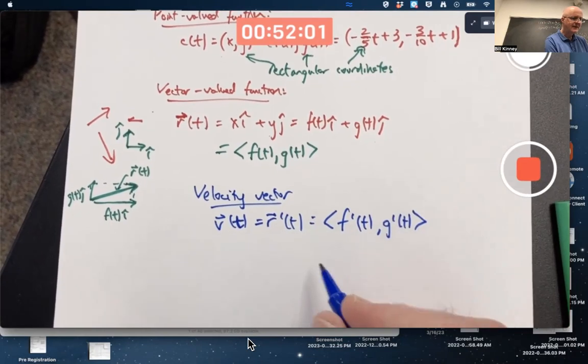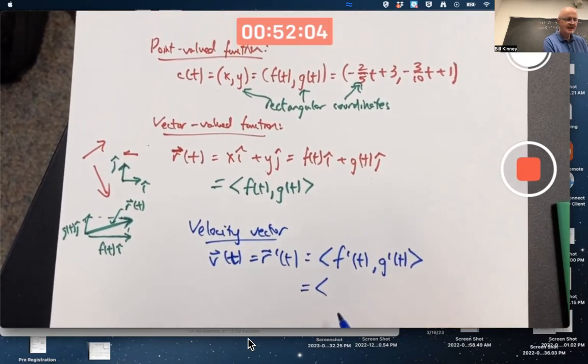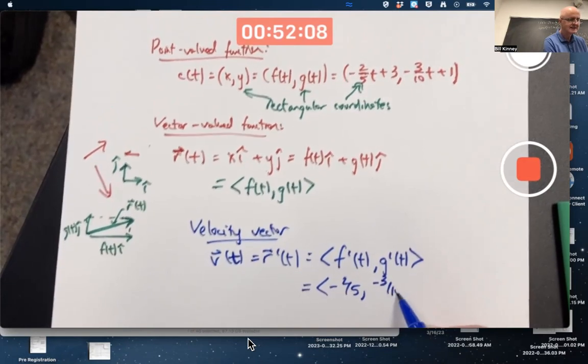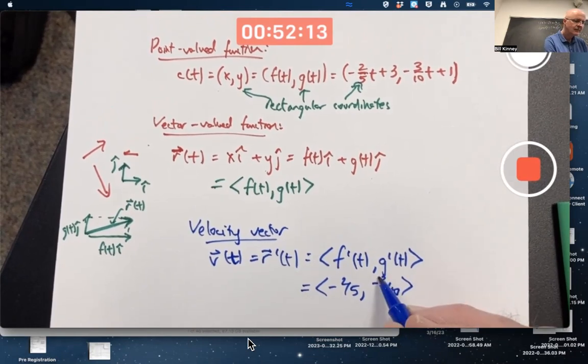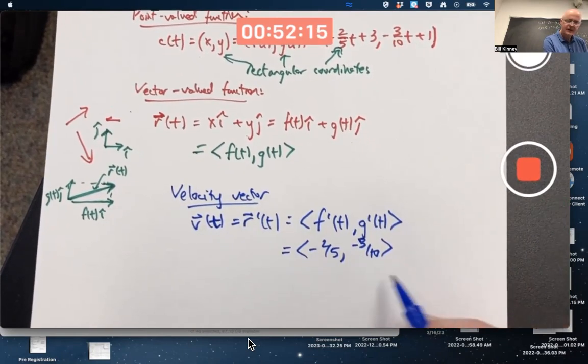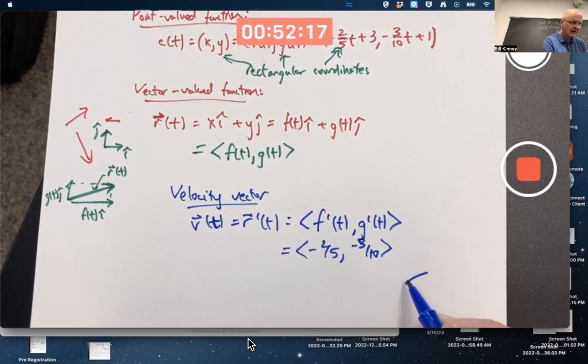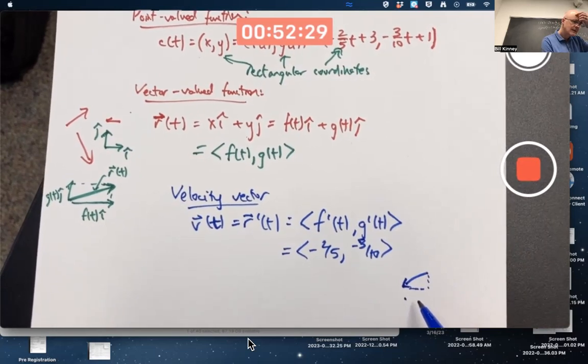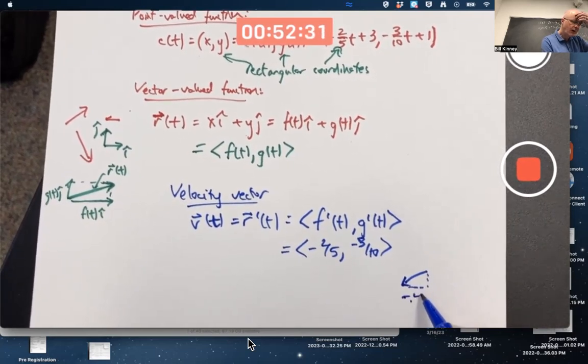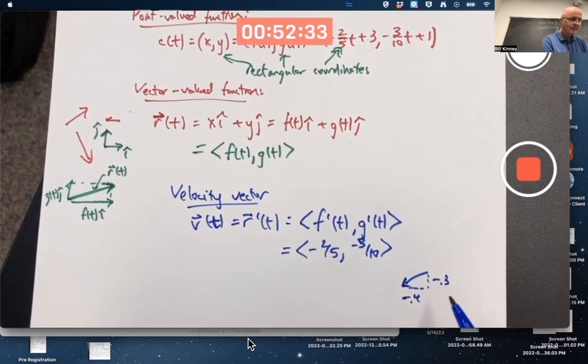Well, it's a constant vector. If you differentiate f, you get always -2/5, and if you differentiate g, you always get -3/10. It's a constant vector. So if you draw it, it always points to the southwest here. Its two components are two negative constants. This is -0.4, and this is -0.3.